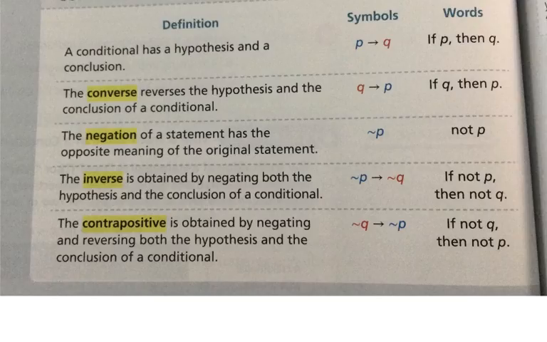Look at the top one. A conditional statement has a hypothesis and a conclusion. If P, then Q. Right, that's what we've been looking at. Converse changes the hypothesis and the conclusion. So it says, if Q, then P. If I change my statements around the order that they're in, that is called a converse. Converse reverses the hypothesis and the conclusion.